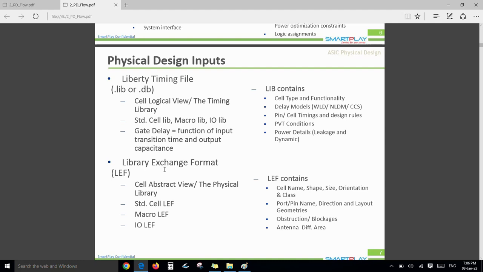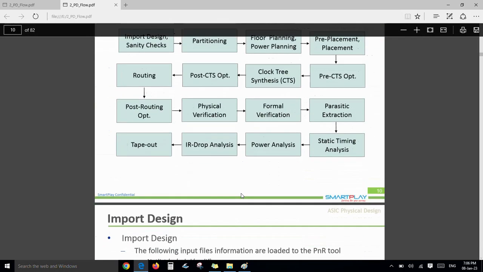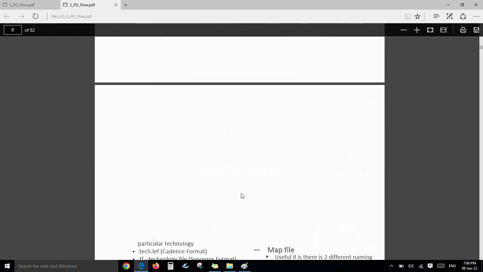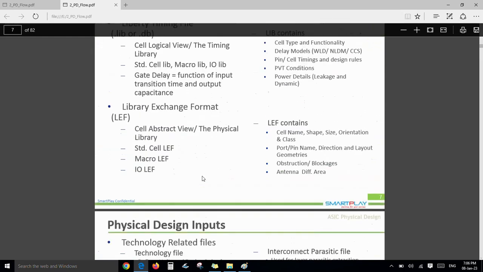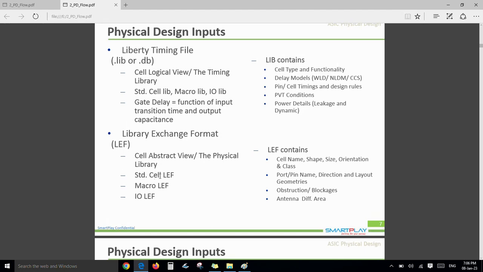And the LEF file is nothing but an abstract view of the cell. So abstract view is nothing but we don't consider... let me show the abstract view if I had. No. So abstract view is nothing but it consists of only the metal one layers, that's what. And the physical libraries: standard cell LEF, macro LEF, IO LEF, and all these things.